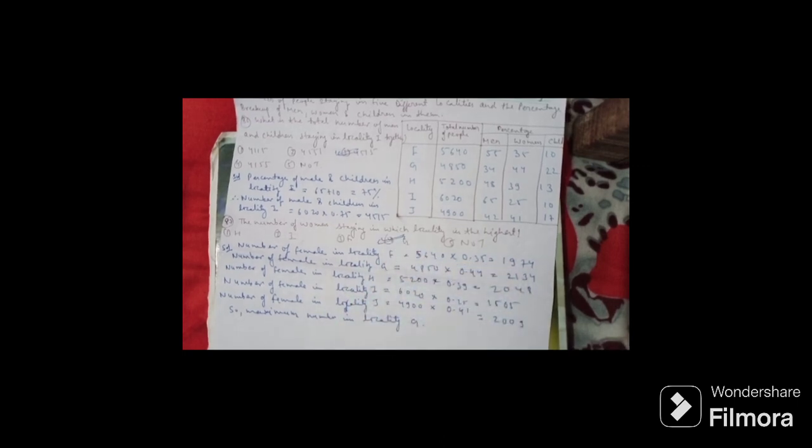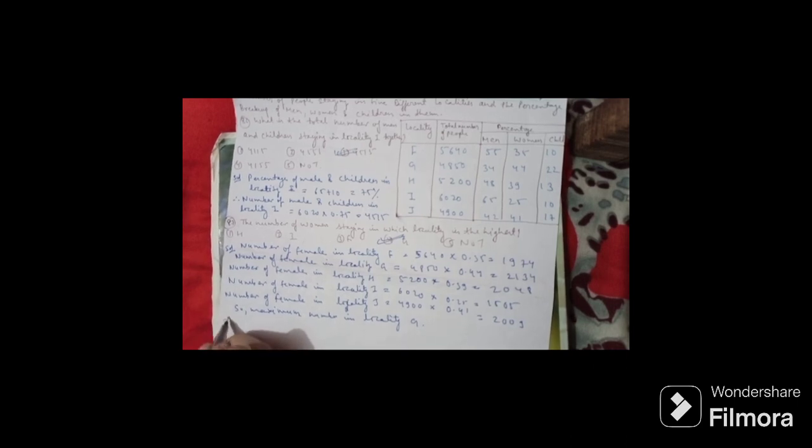Let's go for another question, that is the 88th question of the session, and that is of course an important one. The question is, what is the total number of children staying in locality H and I together? The options are 1287, 1278, 1827, 1728, none of these. Let's go for it.